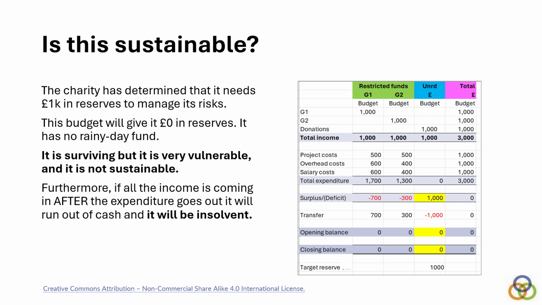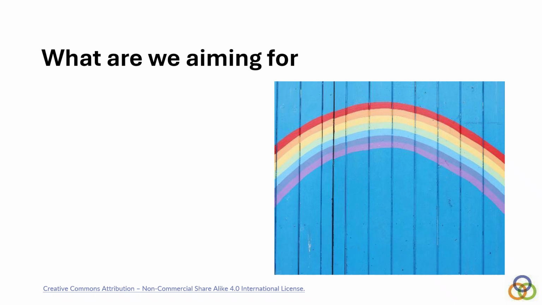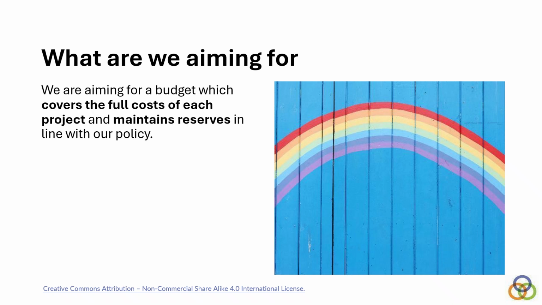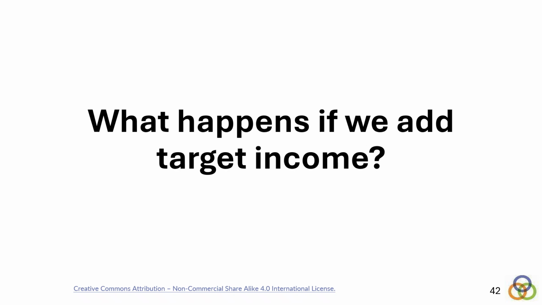One risk is that if the income comes in after the expenditure goes out, the organisation will run out of cash and be insolvent. And we look at that when we look at cash flow forecasting. And so what are we aiming for? Well, we're aiming for a budget that covers the full cost of each project and maintains reserves in line with our policy. And so now let's see, okay, we've done the worst case. We can survive. It's not very comfortable.